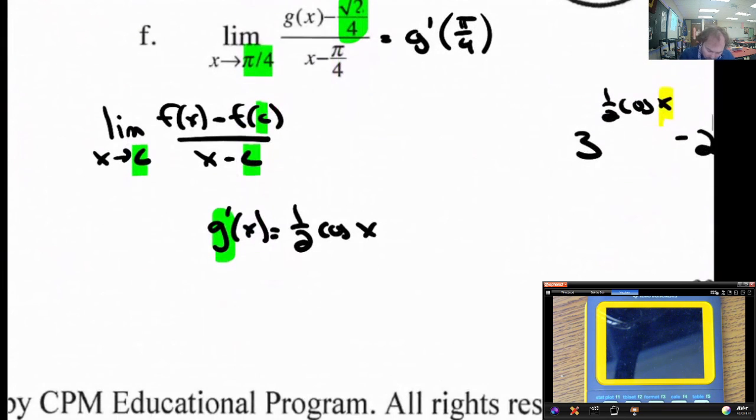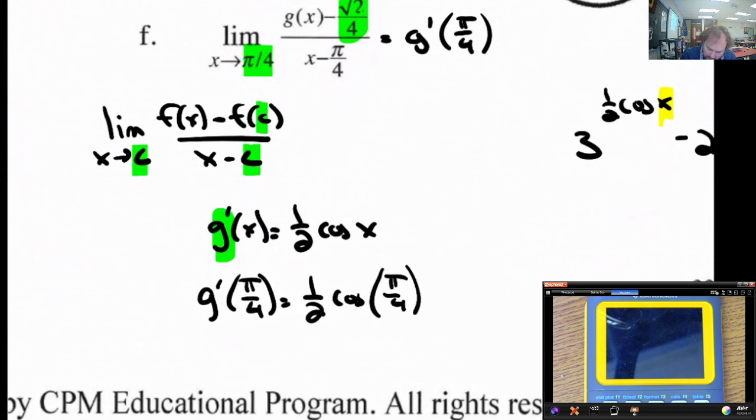So g prime of pi over 4 is 1/2 times the cosine of pi over 4. And the cosine of pi over 4 is the square root of 2 over 2. So this is the square root of 2 over 2. Oh, over 4, because it's got to get multiplied by 1/2. So positive square root of 2 over 4.